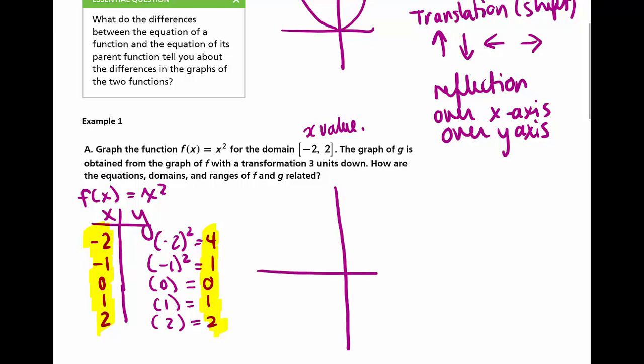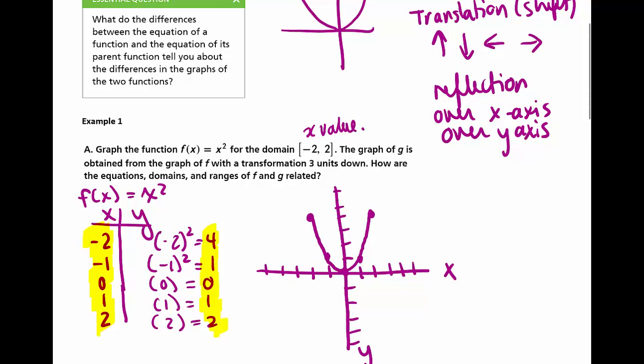Now the question asks to graph, so we're going to graph it. And I'll do my slightly less than accurate sketch. So -2, 4. 1, 2, 3, 4. And -1, 1. 0, 0. 1, 1. And 2, 4. And I'll join them up. And the graph does not continue because the question actually terminated it beyond -2 and 2. So we've done the first part.